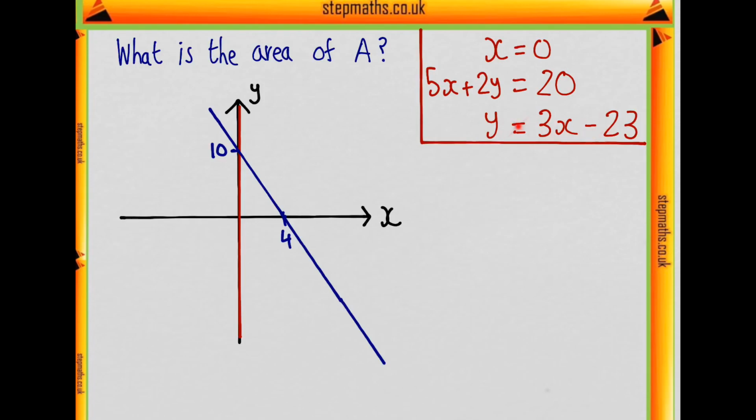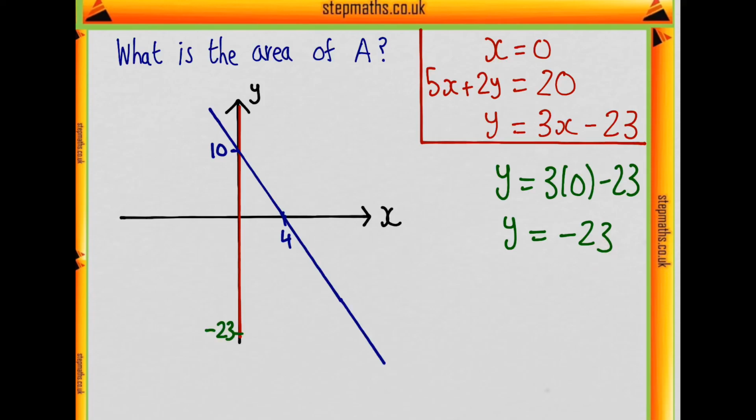And we do exactly the same for our final equation here. So let's put in x equals 0. And y equals 3 lots of 0 minus 23. So y equals minus 23. You can see this straight away because it's in the form y equals mx plus c. But anyway, this is our intersection with the y-axis. And so minus 23 is a point here.